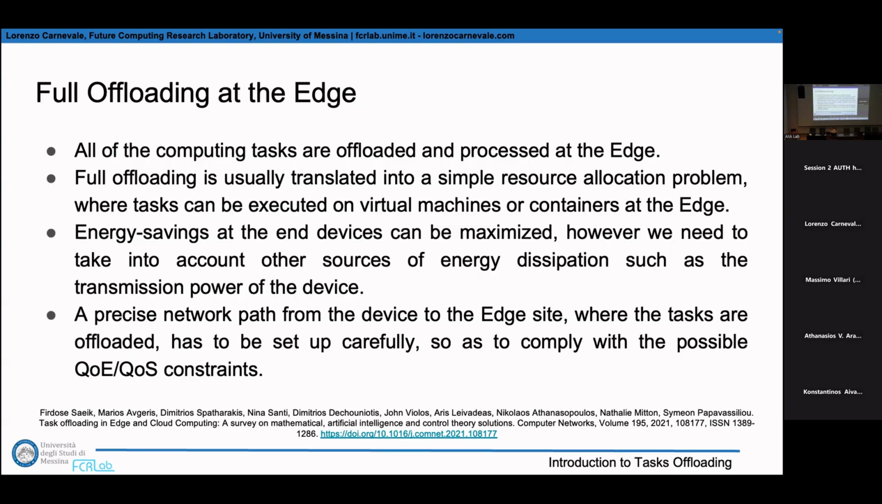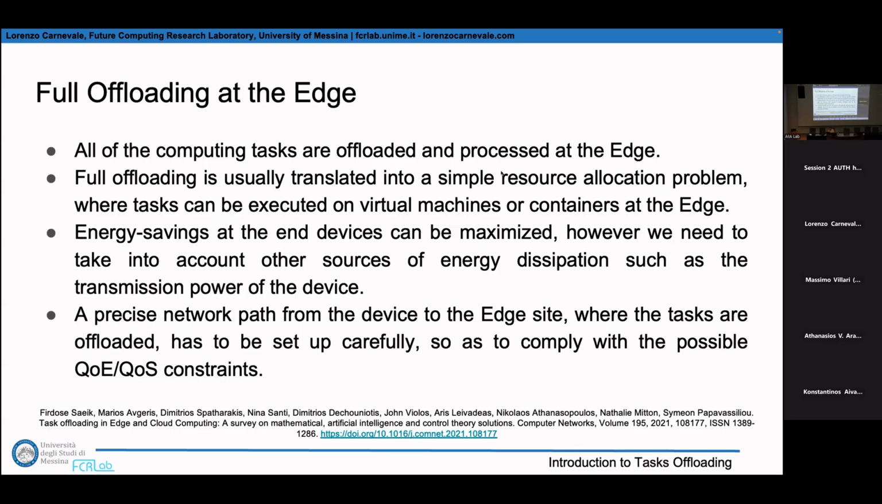In this case, of course, the energy saving at the end device, so in the IoT, can be maximized, because of course the end device at this point doesn't make any computation. However, we have to dissipate energy in the transmission of data for the computation, configuration data for configuring the application itself, and the source code. And this could, of course, in some way limit the power of the device.